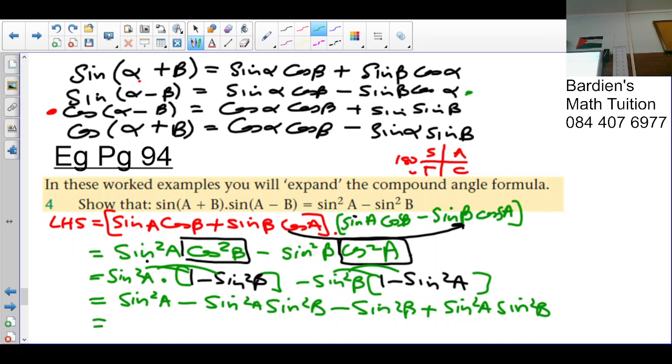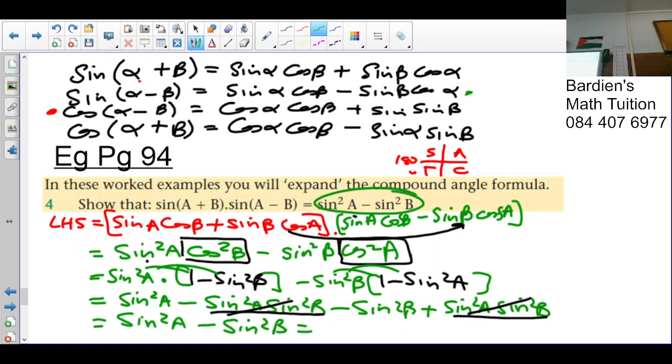So now we look for like terms, and here is like terms here. So what's negative sin squared A sin squared B plus sin squared A sin squared B? What's going to happen here? Cancel. So what are we left with? Sin squared A minus sin squared B, which is equal to the right hand side. Okay. You guys can do the sum again at home before you start number 3.